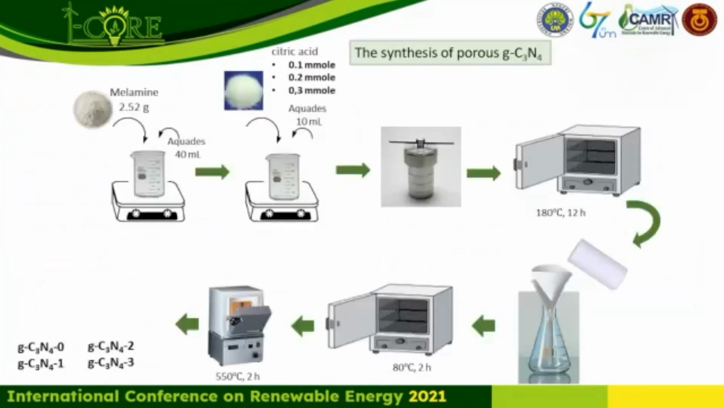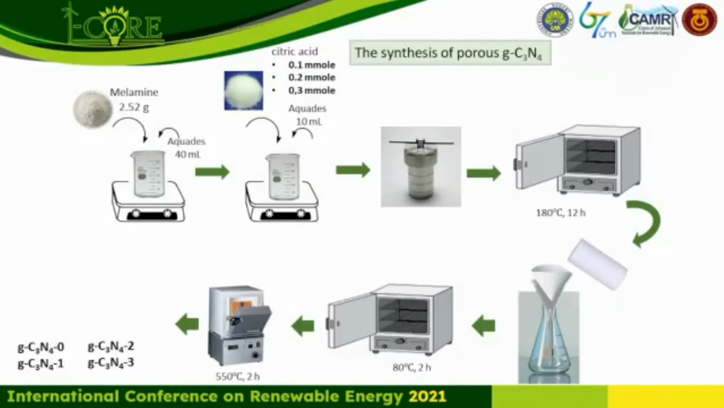Experimental. The synthesis of porous graphitic carbon nitride. Melamine in citric acid, the mixture was heated continually for 2 hours at 80 degrees Celsius to produce a white suspension. The white suspension was then put in the autoclave and heated in an oven at 180 degrees Celsius for 12 hours.